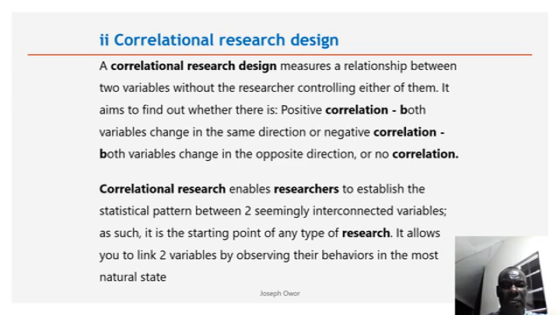Correlational research enables researchers to establish the statistical pattern between two seemingly interconnected variables. As such, it is the starting point for any type of research. It allows you to link two variables by observing their behaviors in the most natural state. So at first, there must be a guess that these two variables are related, but you don't know how far they are related, in which direction they move when they come together, or what the magnitude of the correlation is.